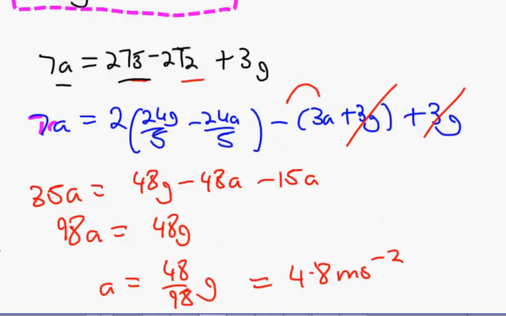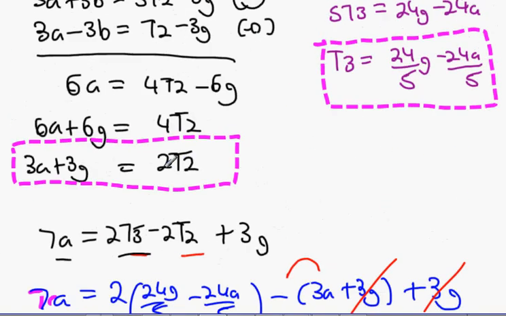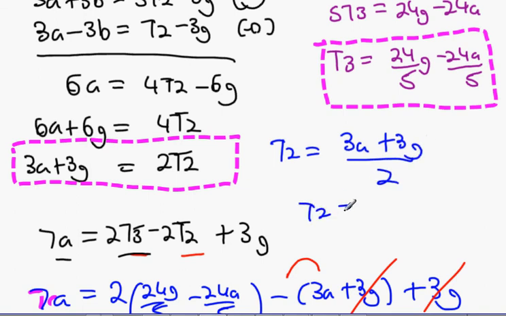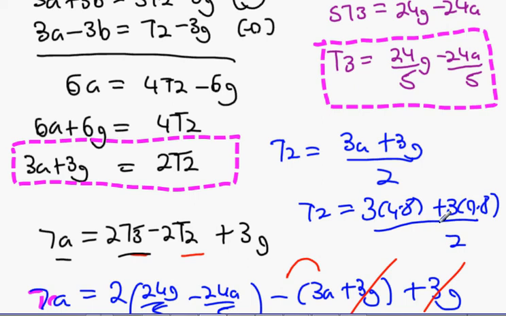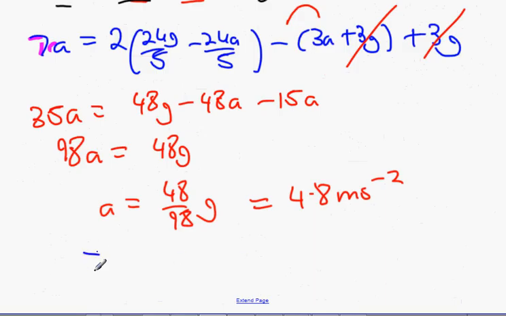Okay? Now the fact that I found out what A is means I can now find out what T2 is. So T2 equals 3A plus 3G all over 2. So T2 is going to be 3 times 4.8 plus 3 times 9.8, all over 2. And what does that get me? 21.9. T2 is 21.9 newtons.